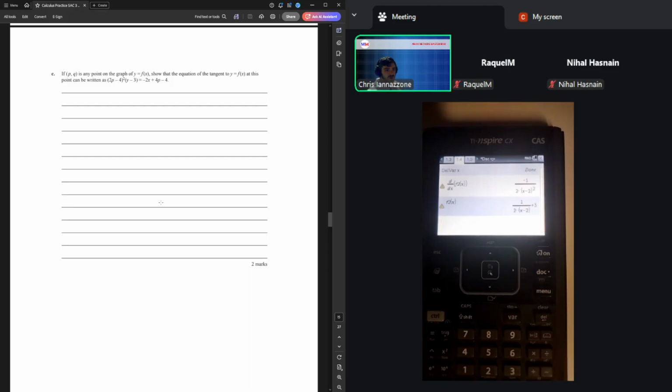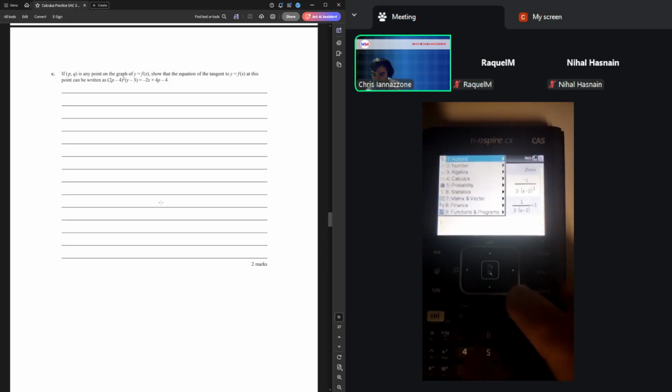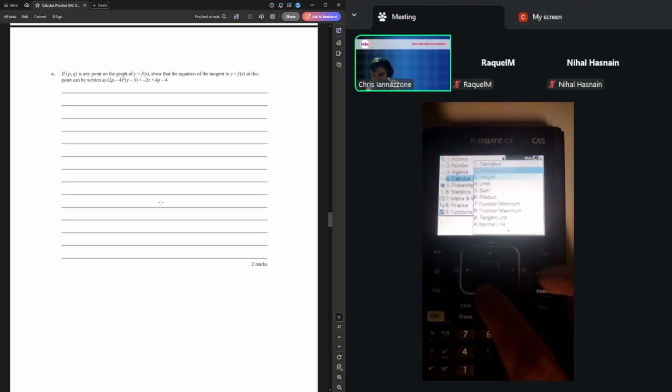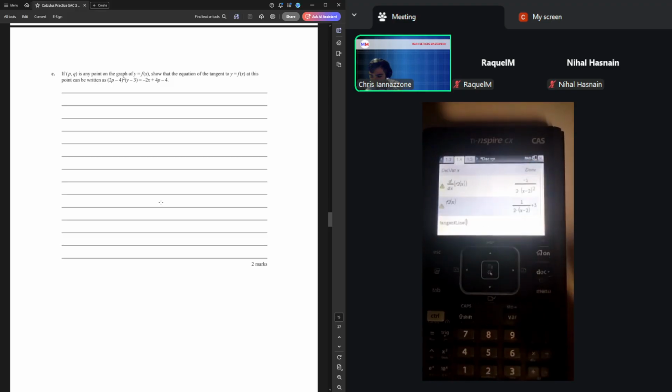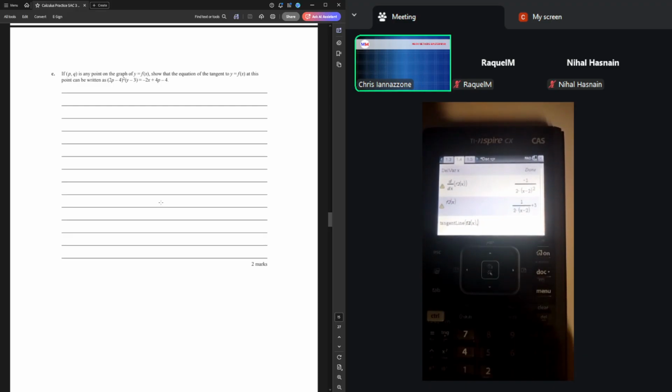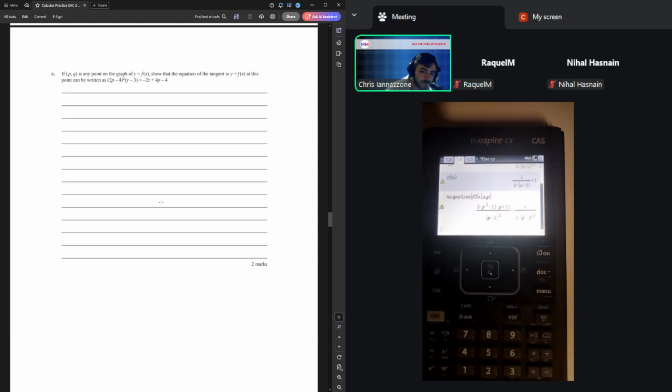One of the things you can do with the CAS is force it to find a tangent line, not just for a known point, but also for an unknown point. So you can get ahead of the curve and force it to do a tangent line of our f of x at point p, because in this case it's using p as the x value. That's going to get us our generic tangent line as is.